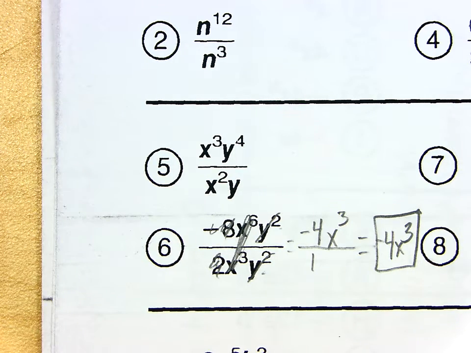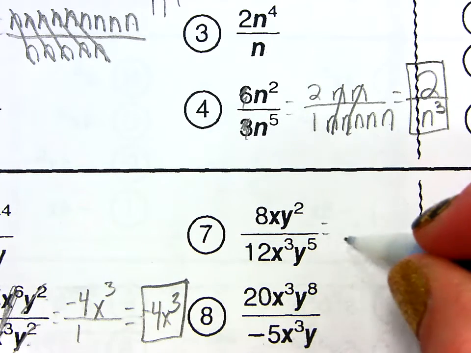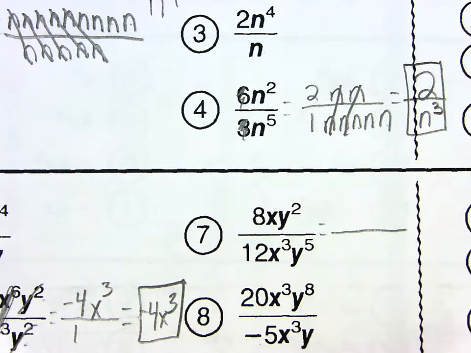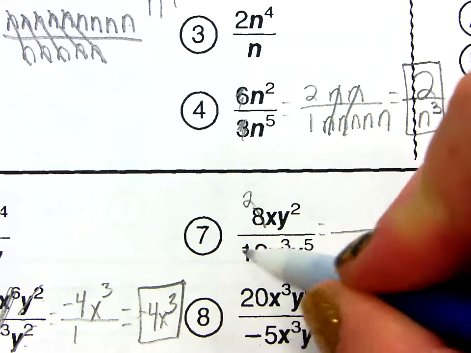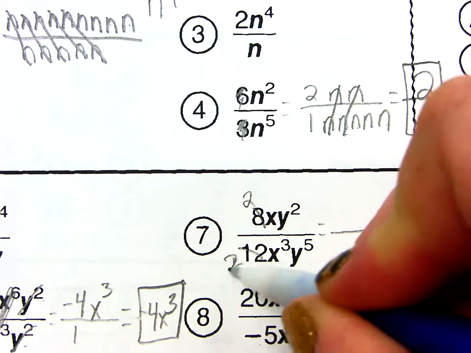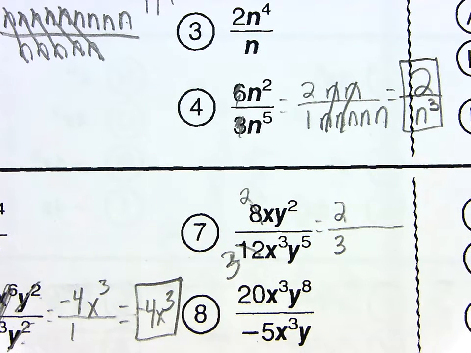What else in this box? 7. Okay. So first, I would reduce 8 over 12 just like normal. So 4 goes into both of them, right? So 4 goes into 8 twice and into 12 three times. So I'd have 2 on top, 3 on the bottom. So far we're all right?